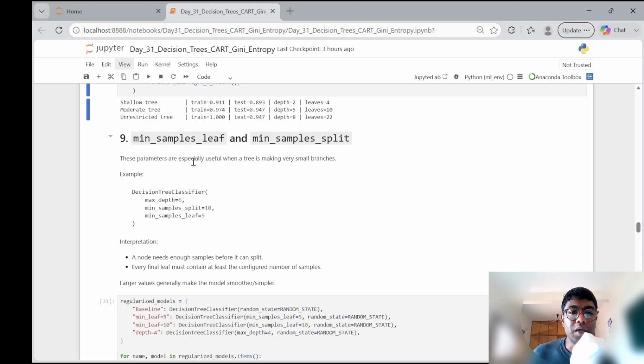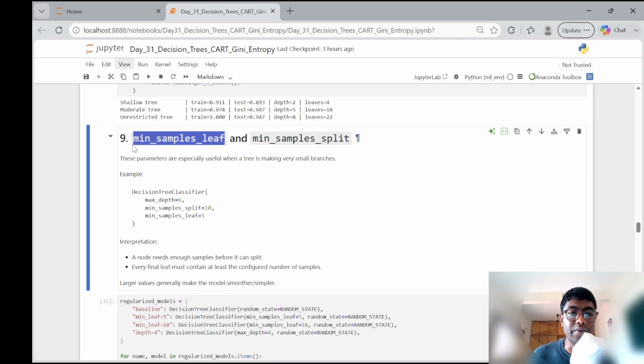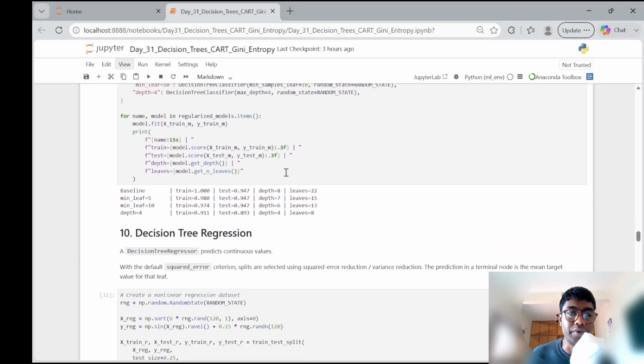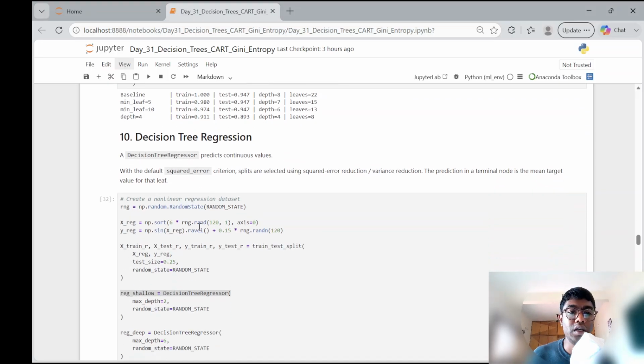And these parameters, minimum sample leaf and minimum sample split: when the tree is making very small branches, like each feature is being considered, we can consider minimum sample leaf maybe after a depth of six or so. We can specify these values to control the way the decision tree branches out, which would avoid an overfitting type of model.